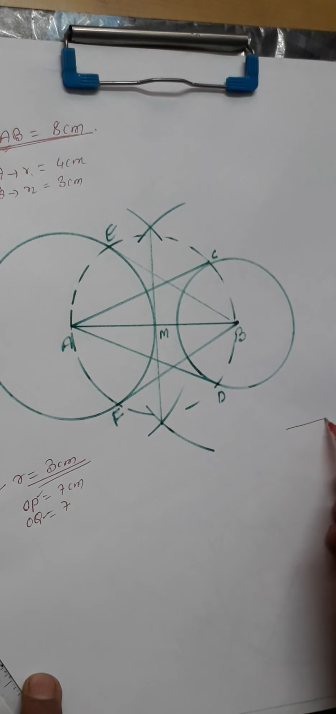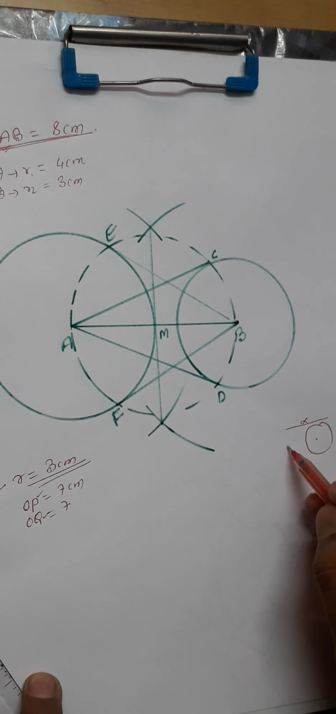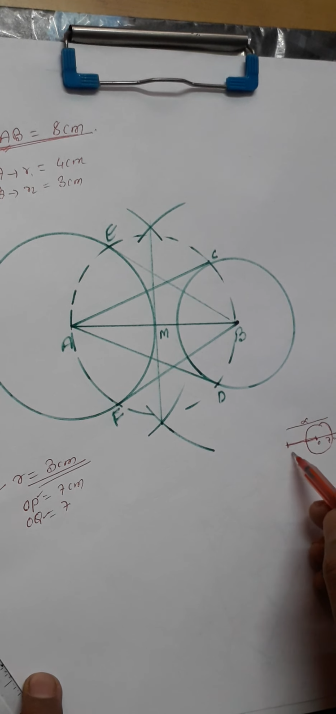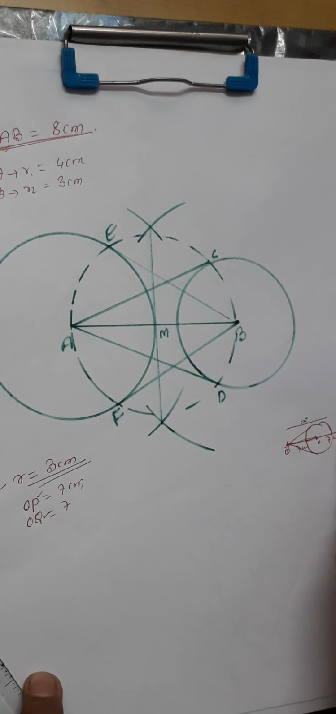We have to draw a circle of radius 3 centimeter. This is the center of the circle. We have to extend this diameter such that this OP is 7 centimeter. Again, this OQ is 7 centimeter. From these 2 points P and Q, we have to draw tangents to the circle like this, this, this and this. Now we will see how we can do it.